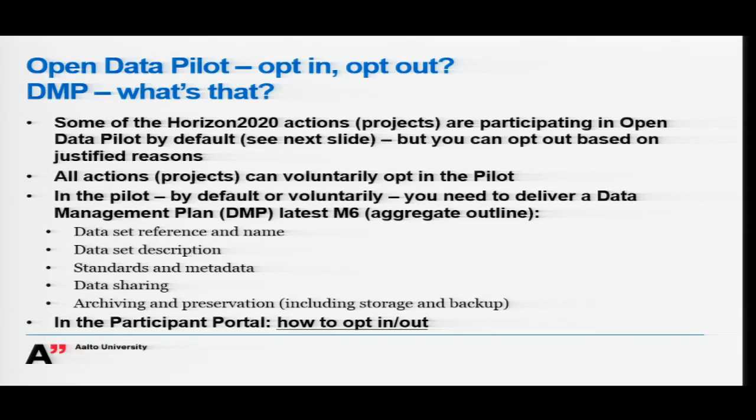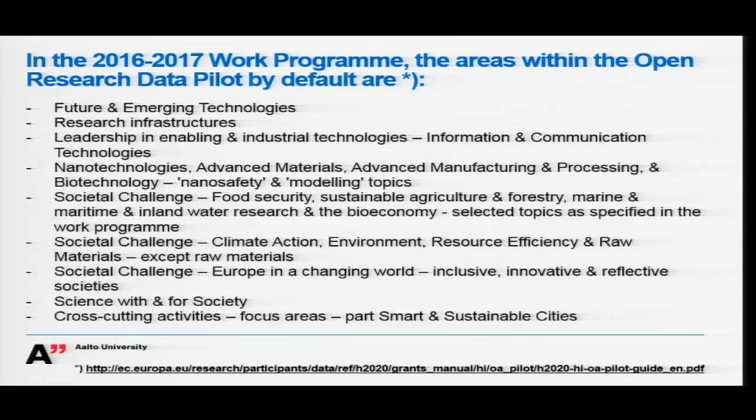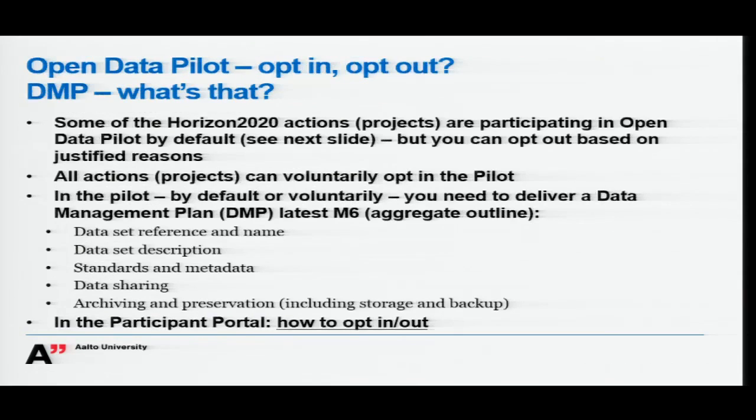I think in the first work program, 2014-15, one third of the actions or projects were taking part in the pilot by default. Now I didn't check the exact amount. These are the areas taking part in the pilot: future and emerging technologies, research infrastructures, and then some of the major parts of the program in terms of funding and number of projects: ICT, nanotechnology, and most of societal challenges, and some others.